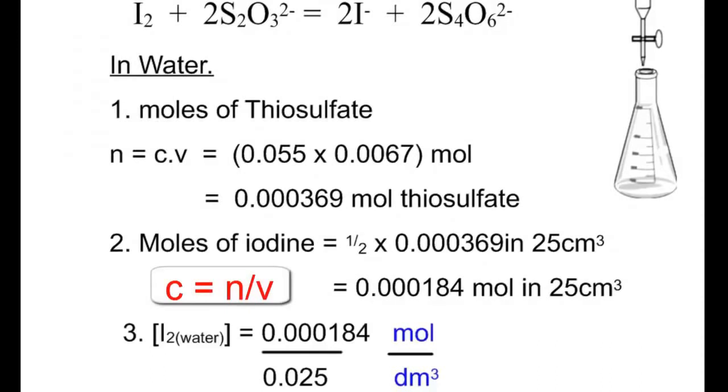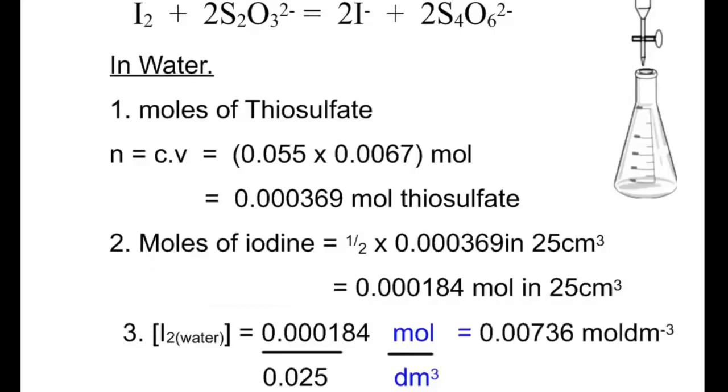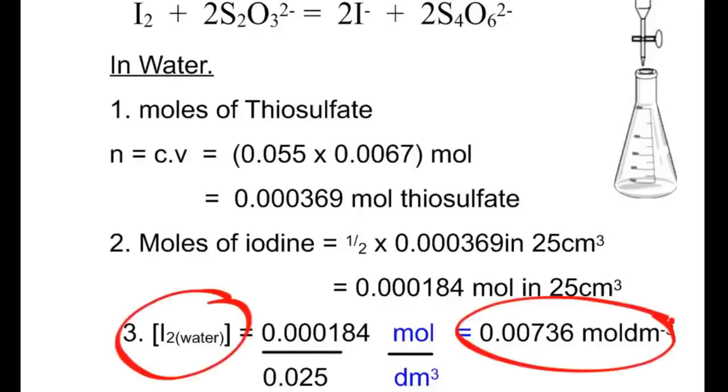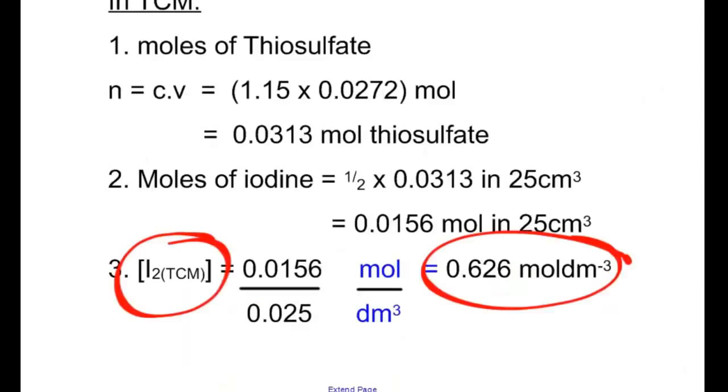And using C equals n over V, we put in the figures, and that gives us the concentration of iodine in the water or aqueous layer as 0.00736 molar, or mole per cubic decimeter. So we now have the concentration of the iodine in both the TCM and the water. Recall the order in which the immiscible liquids came in that important sentence, and it was water that was mentioned first. So there's the concentration of the iodine in the water, 0.00736, and in the TCM 0.626.